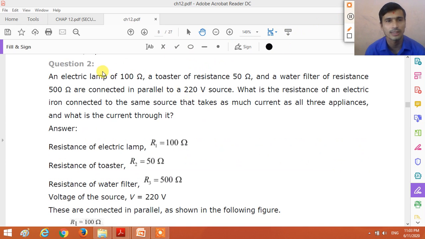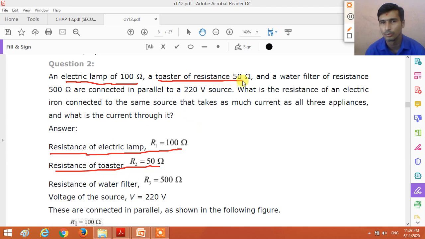Now question number 2 of page number 216. An electric lamp of 100 ohm. Given that the resistance of the electric lamp is 100 ohm, say R1. So R1 is 100 ohm. A toaster of resistance 50 ohm. The resistance of the toaster, say R2, is 50 ohm.